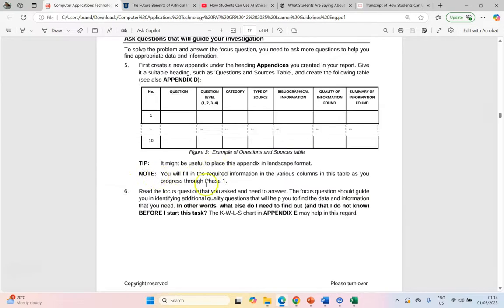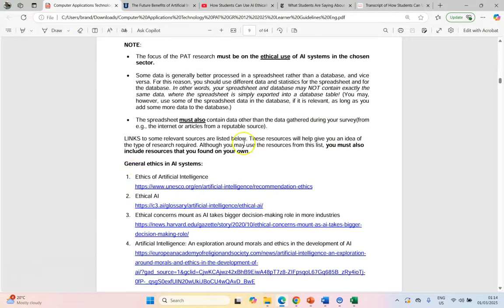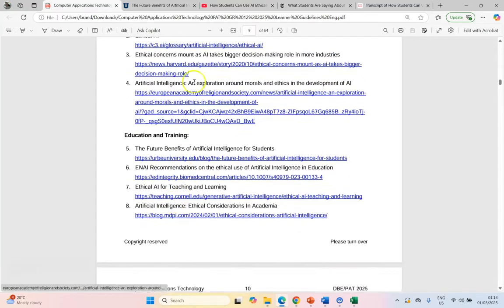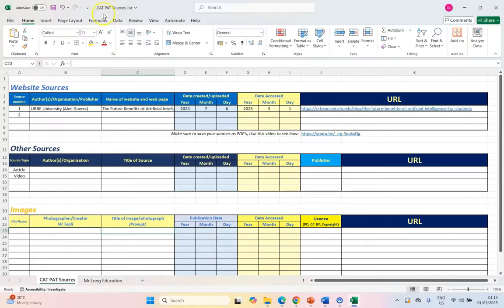Remember to always refer to your focus question to guide you in what information you're looking for. Use the links in the topic discussion to find some information. Don't use all of them. Just use this as a guide. Maybe there's 1 or 2 here that you can use, but you need to find your own sources as well. Download my CatPat sources list, and every time you find a great website, fill out the details of that website or of that source. Or if you find a great image that you're going to use in your website, make sure you keep the details of that.